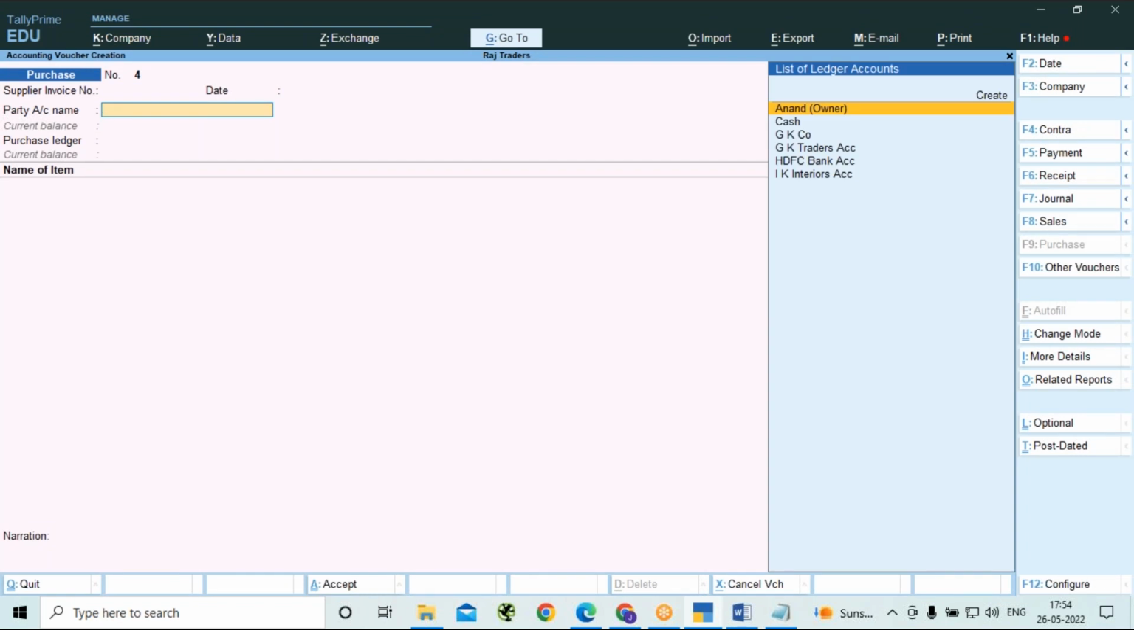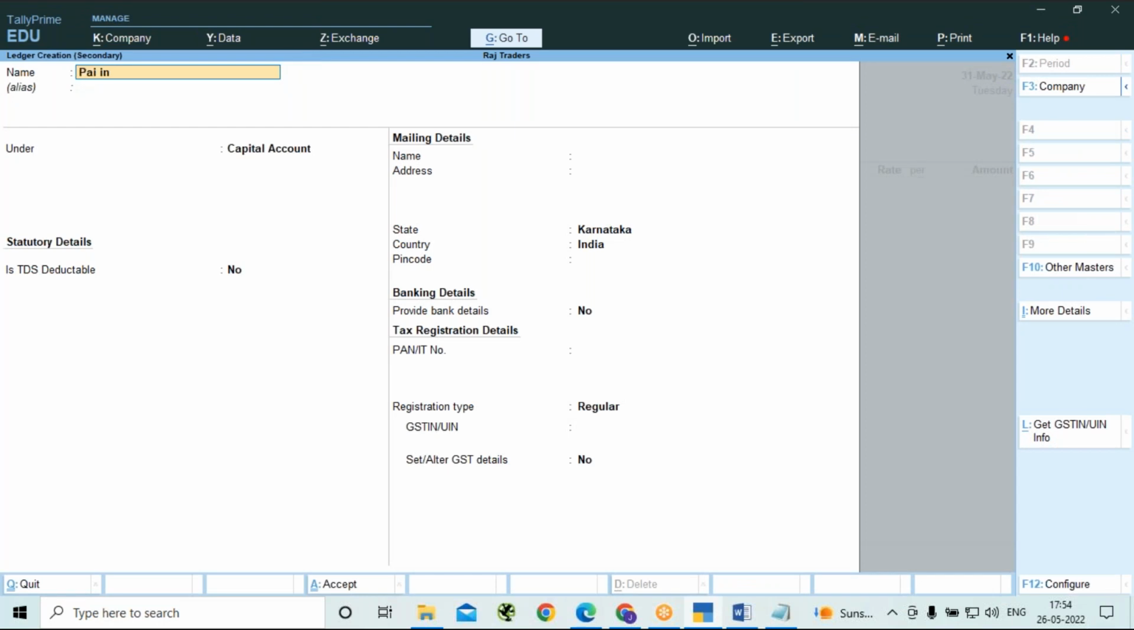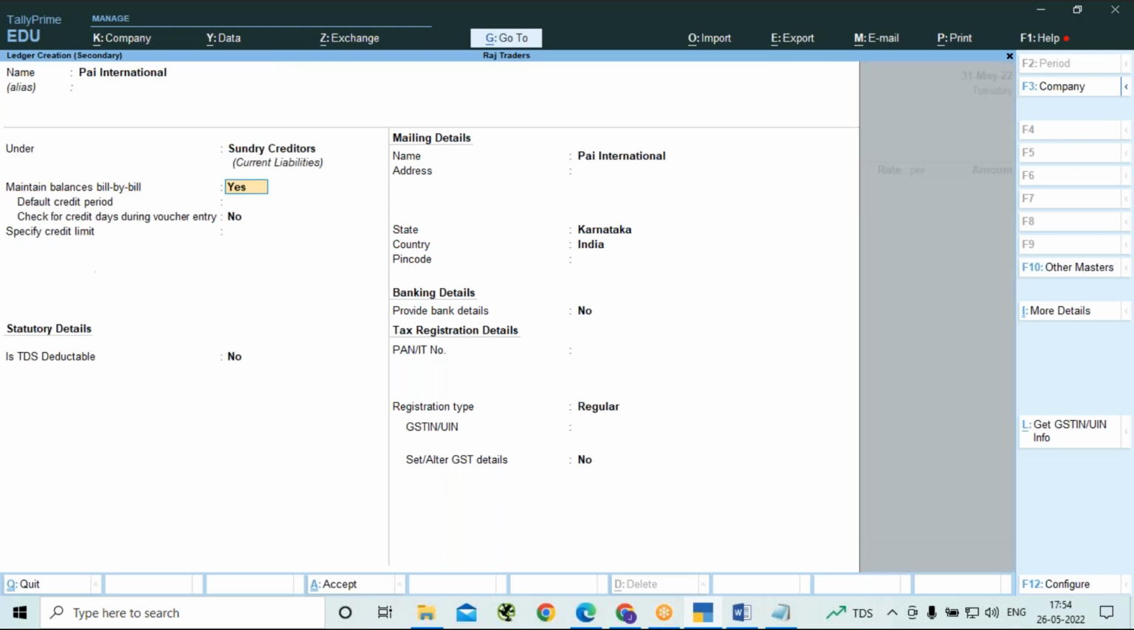Okay, so now party account name, select the party. So who is the party over here? Create ledger. No, sir. Okay, so we have to create the ledger. Who was the party? Pi International. Good. Under sundry creditors, make sure that you enter the state, which is very important, because it says whether it is interstate or intrastate. The next is the registration type of that party and the GST number. So let me give the GST number 29AABCN2186N1ZY. Okay, I have given the genuine number and I will be accepting the entry.